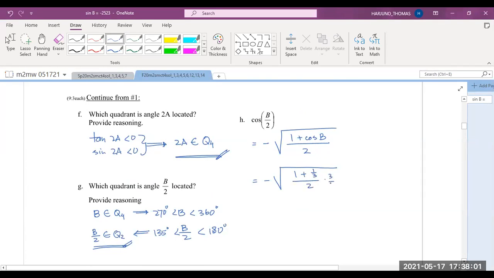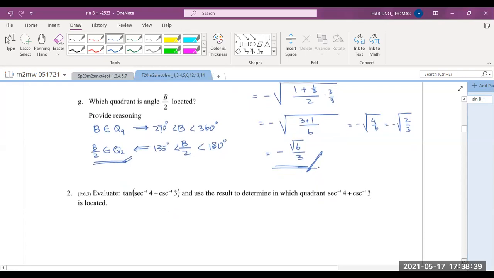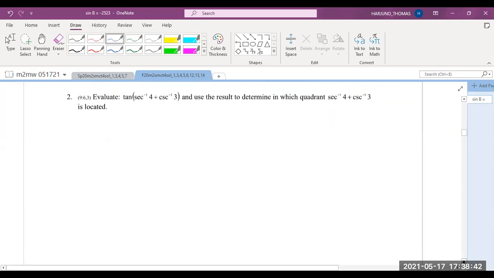Let's multiply the top and the bottom by 3 first. So I get 3 plus 1 over 6. That's actually 4 over 6 or 2/3. Square root of 2/3. Now then I multiply by radical 3 on the top, and the bottom, I have negative radical 6 over 3. That's for number 1. Number 2, just like before, I skipped that for now. Let's go on to number 3.